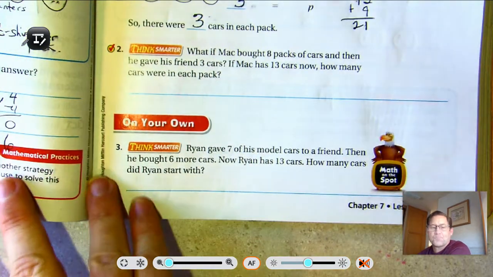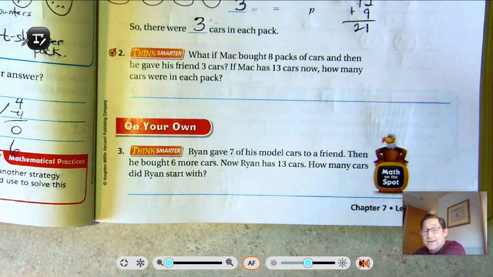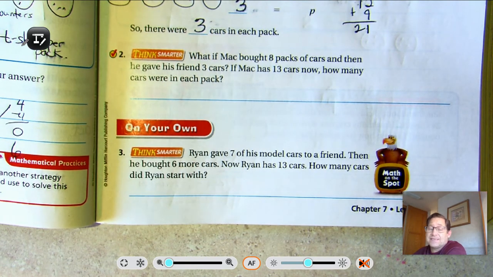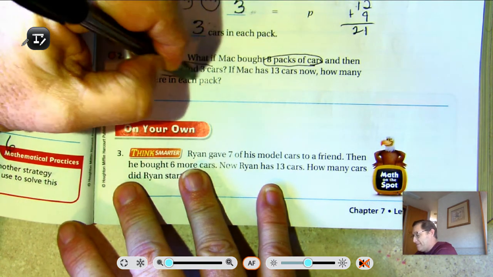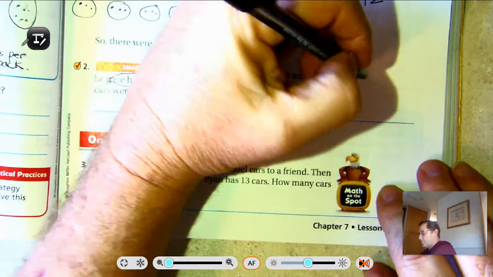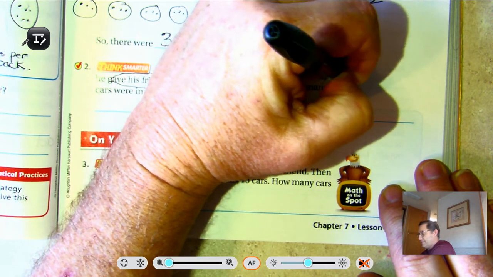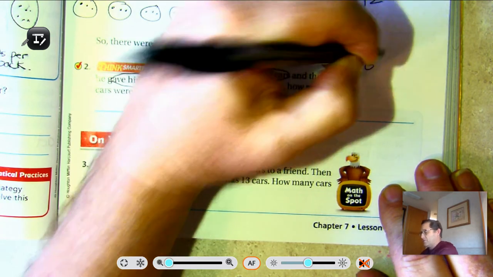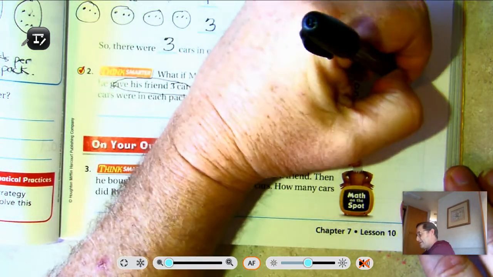Number 2. What if Mac bought 8 packs of cars and then gave his friend 3 cars? If Mac has 13 cars now, how many cars were in each pack? So he bought 8 packs of cars. He gave away 3. He now has 13. So let's start with the 13 he has now. 1, 2, 3, 4, 5, 6, 7, 8, 9, 10, 11, 12, 13. He has 13 now. He gave away 3.